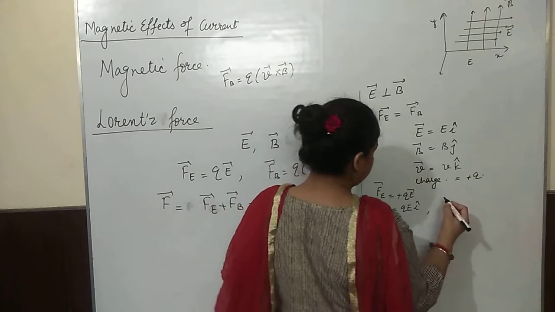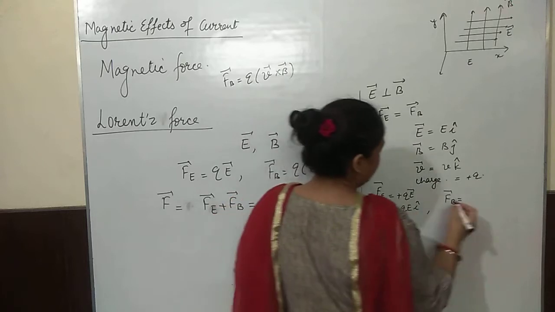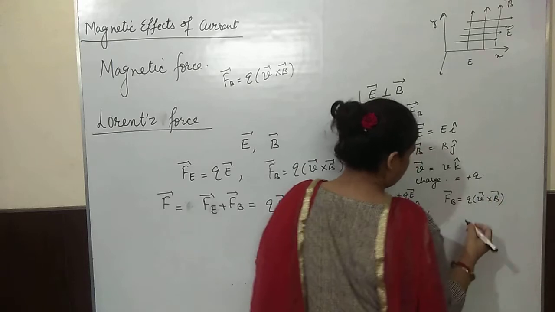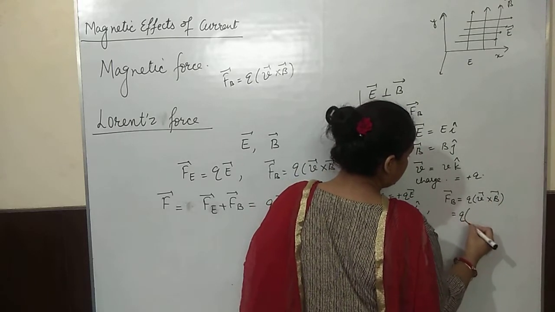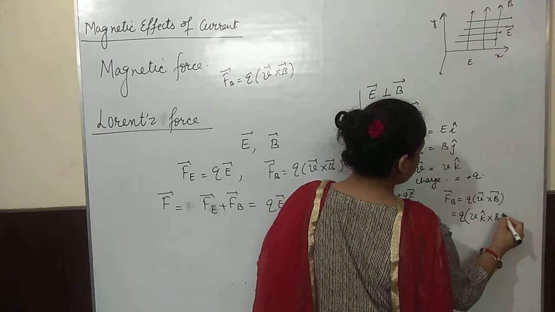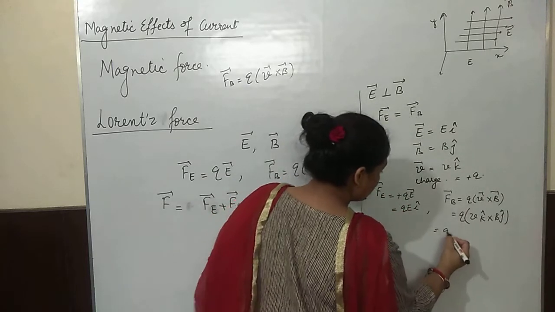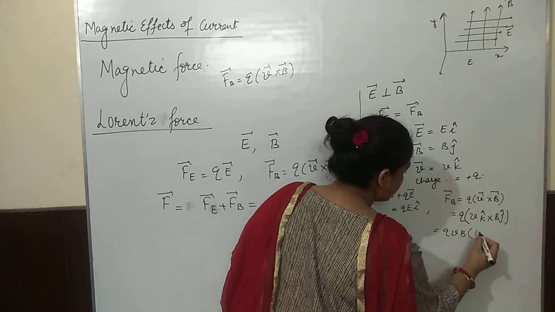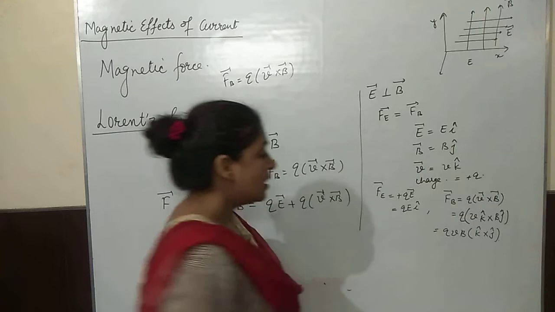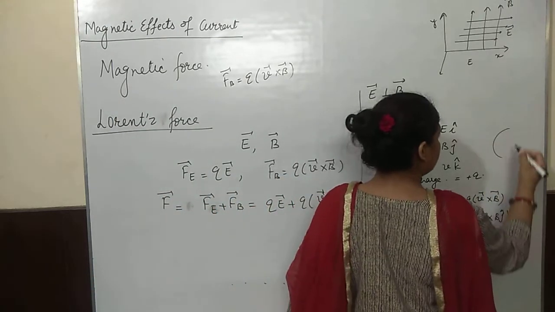And second is magnetic force. We know that this is q times v cross B, and this can be written as q times v i cap cross B j cap, or this can be written as q v B k cross j. Now what is k cross j?